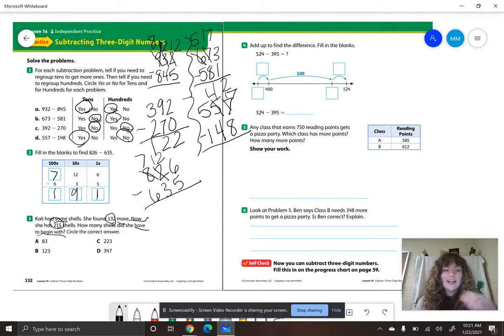In the beginning of the problem, it said that Callie had some shells. Did we know how many shells she had? No, so let's write a question mark. It says that she found 132 more. If she found more, what are we doing? We are adding. So she found 132 more. How many did she have altogether?